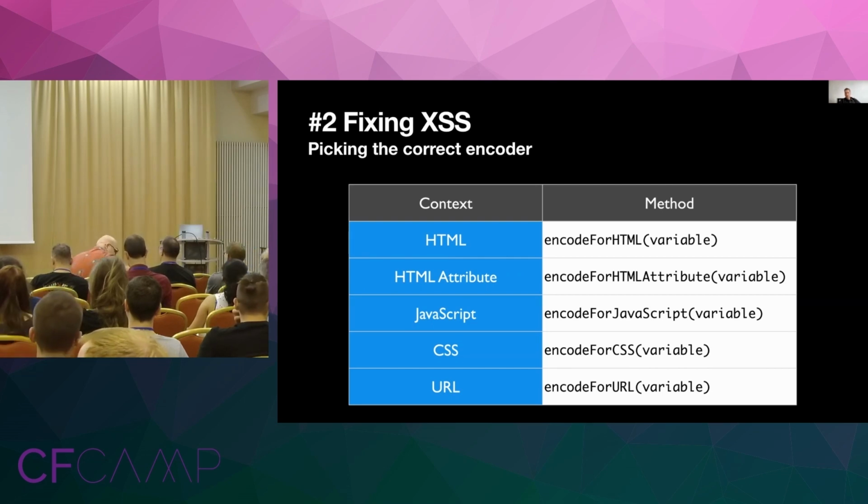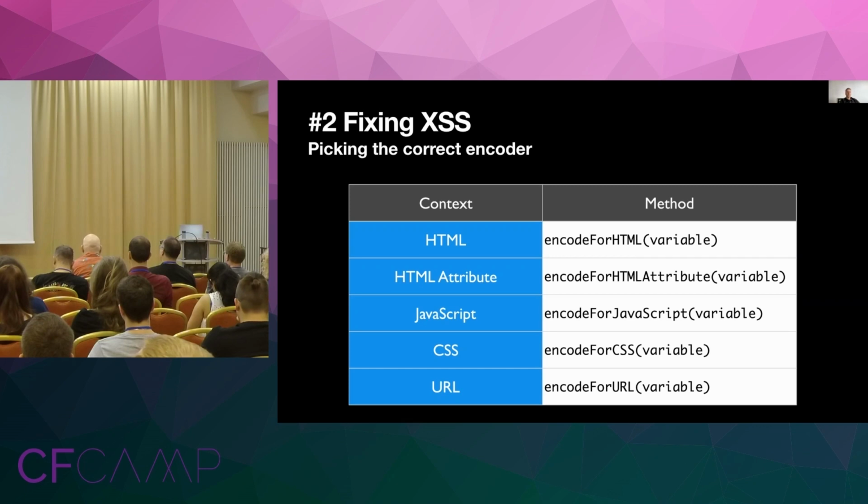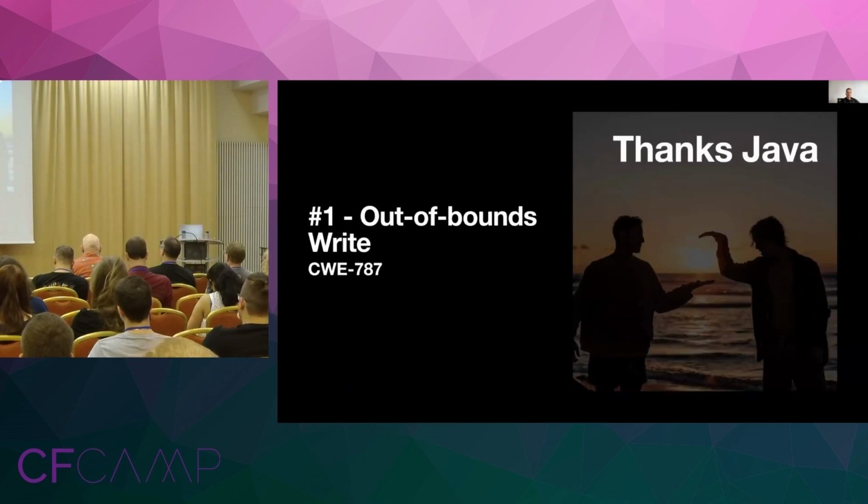If it's inside a script tag or any sort of JavaScript event handler attributes, like an onclick or onmouseover, then you want to use encode for JavaScript. If it's in a style attribute or a style tag, then you use encode for CSS. Of course, the URL variable would be encode for URL. And that brings us down to the most dangerous one, which is an out-of-bounds write, and that one gets taken care of for us by Java.